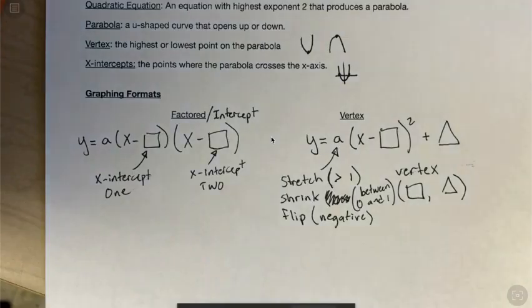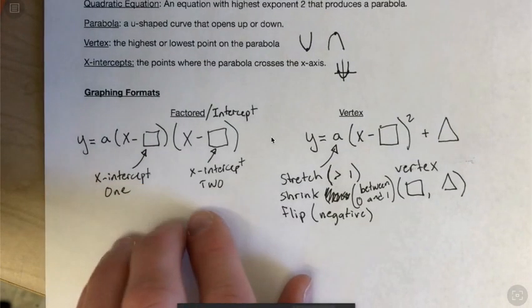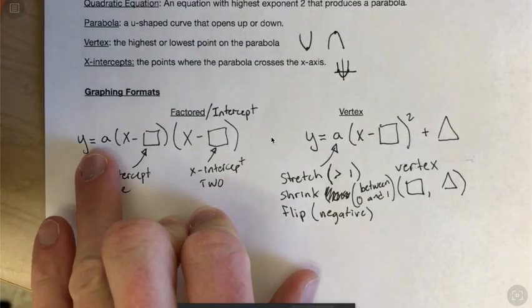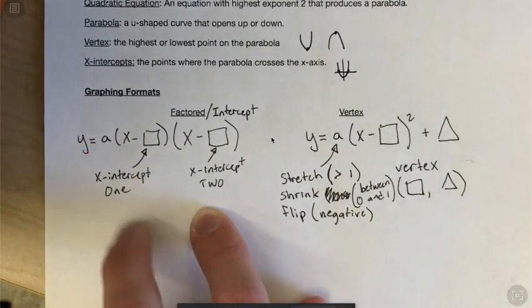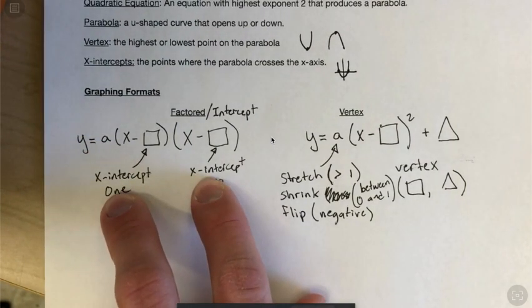Our alternative form is going to be what's known as factored or intercept form. And what this does is it uses a again. It does the exact same thing, stretches, flips, all that good stuff. But it's going to use our x-intercepts. So our vertex plays no role in factored or intercept form.